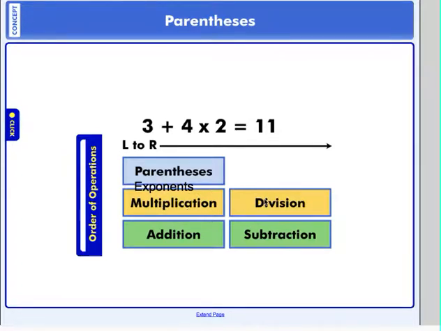Third, we do multiplication and division, and if there's both multiplication and division, or if there's more than one, remember we work left to right. And then lastly, we do the addition and subtraction. And if there's both addition and subtraction, or if there's more than one, we work left to right.